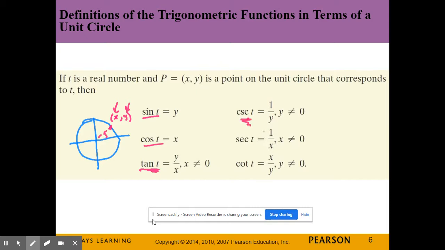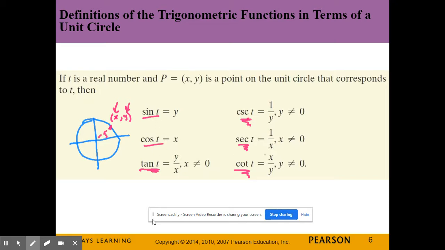Cosecant is just the reciprocal of whatever sine is. Secant is just the reciprocal of whatever cosine is. Cotangent, you can think of in 2 ways. It's x divided by y, or you can think about it as the reciprocal of tangent.